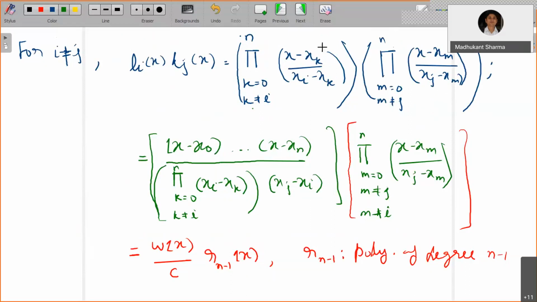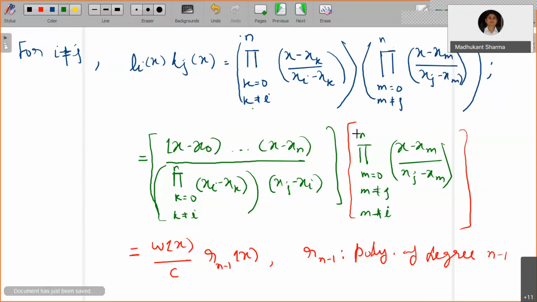So the x minus xi term is missing here. I will borrow the ith term, x minus xi, from this factor, by xj minus xi. That I am going to extract from here. So what is here is x minus x0 to x minus xn, divided by the product of the denominator xi minus xk, where k equals 0 to n, k not equal to i, into xj minus xi for m equals i.